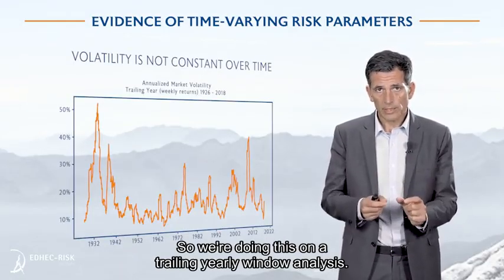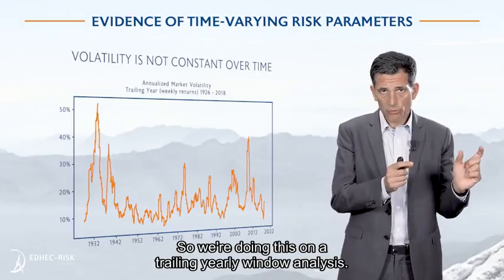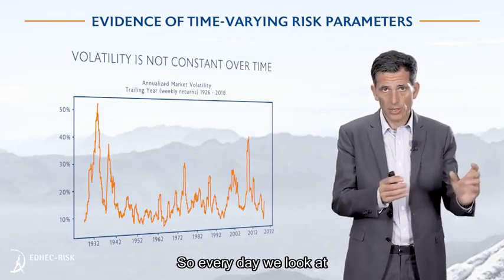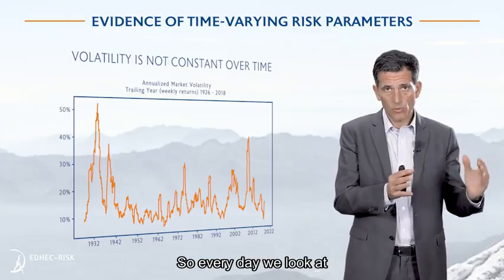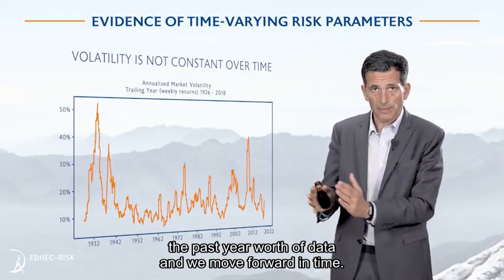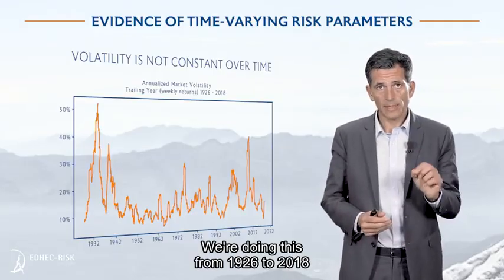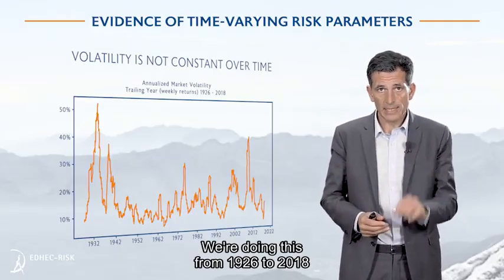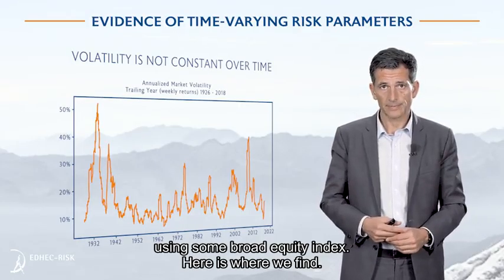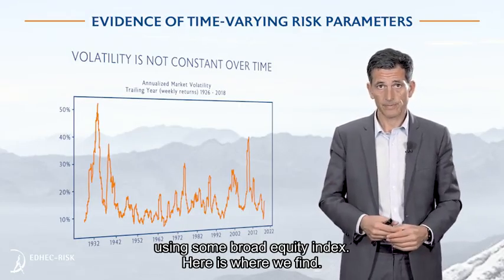So we're doing this on a trailing yearly window analysis. So every day, we look at the past year worth of data, and we move forward in time. And we are doing this from 1926 to 2018 using some kind of broad equity index. And here is what we find.